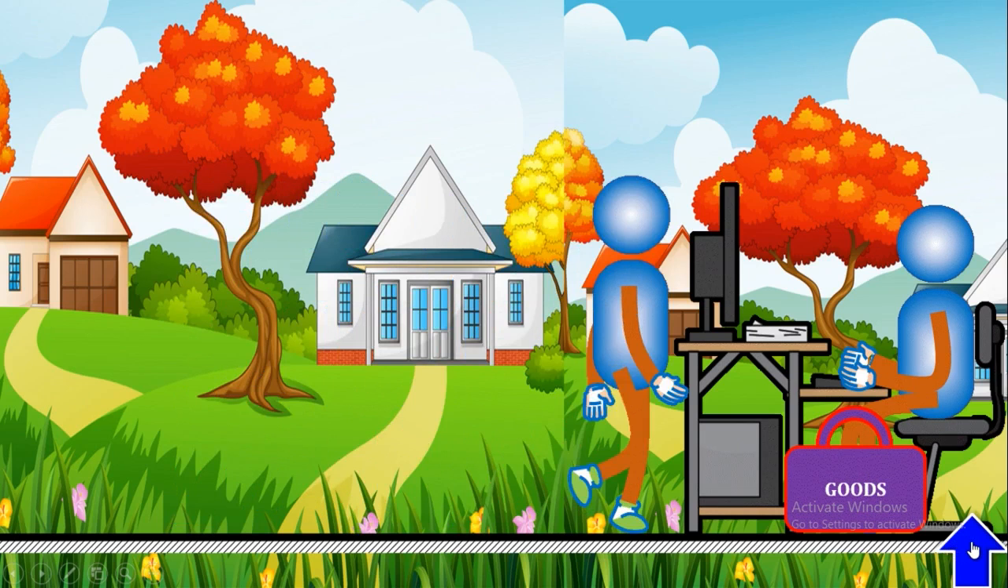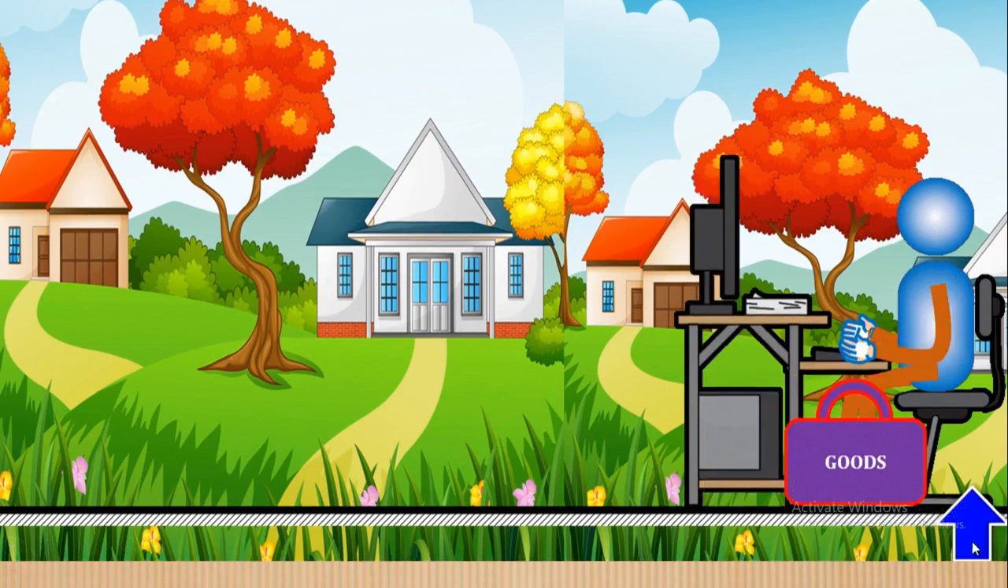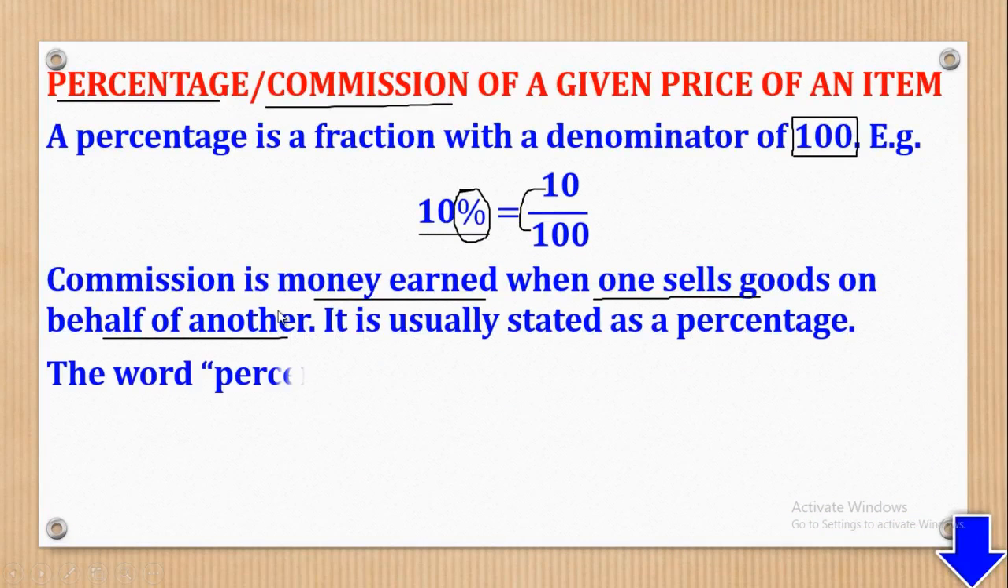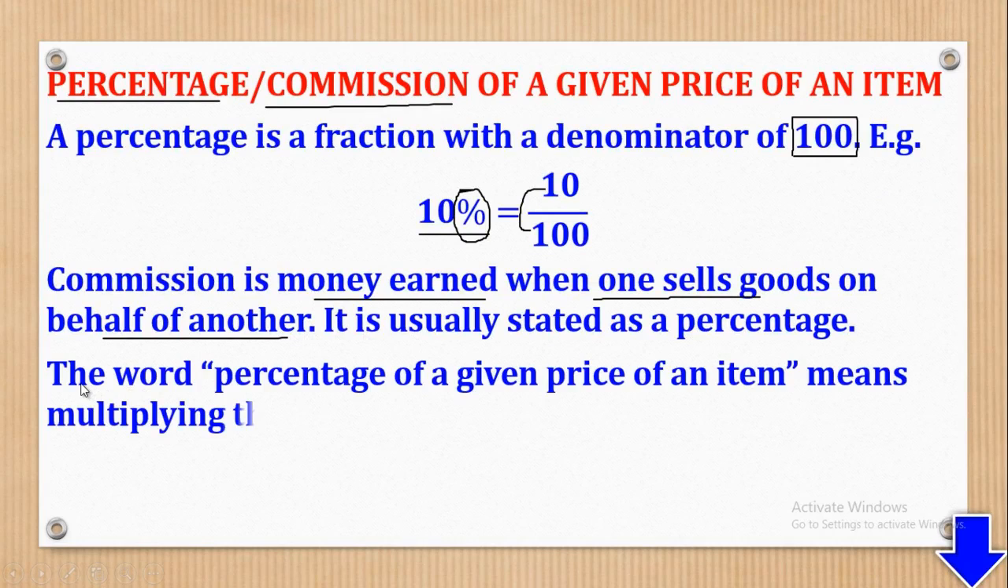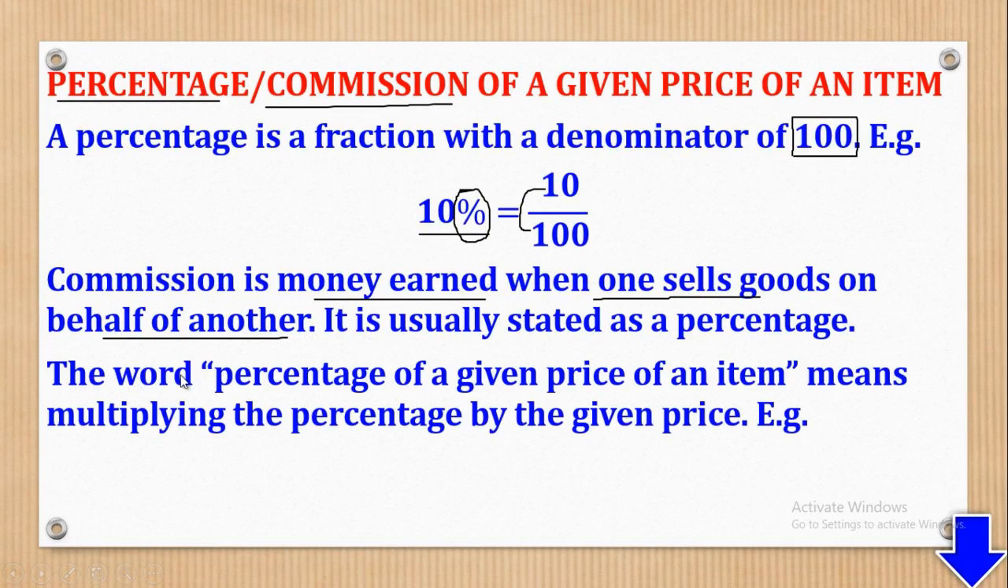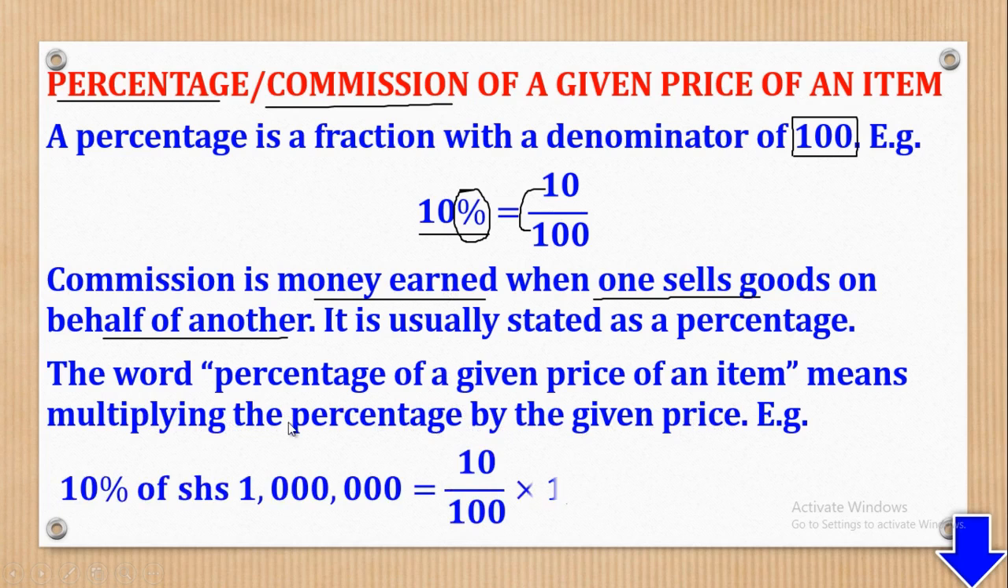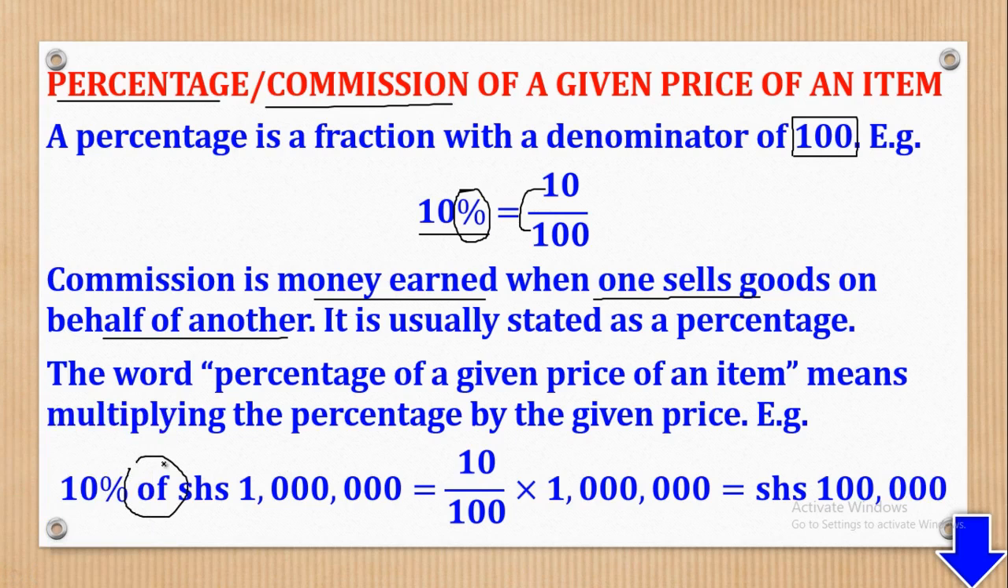Now the question is, how did he get the 100,000 given the rate of 10%? This is how he got that 100,000 shillings. We have to remember that the word percentage of a given price of an item means multiplying the percentage by the given price. In this case, the percentage was 10 and the amount was 1 million, so 10% of 1 million. Now this word of, we have got another term. The word of means multiplication. That is what you should always remember. The word of means multiplication.